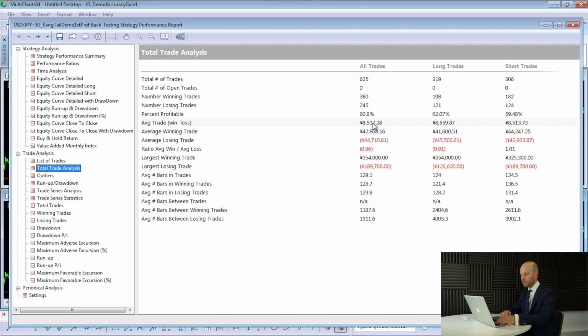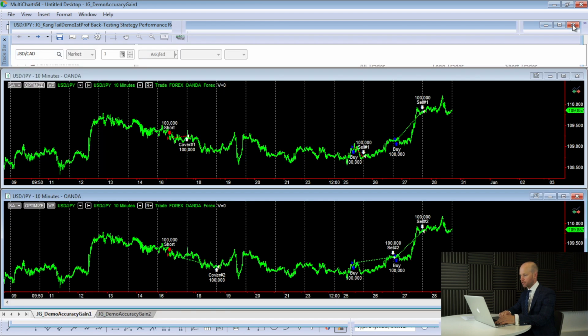So in this case, not only does the first profitable close exit increase the percent profitable, which was the goal, but it also increases the average trade value and it also increases the net profit. So it's a win-win-win in this situation. Let's move on and have a look at the second strategy.